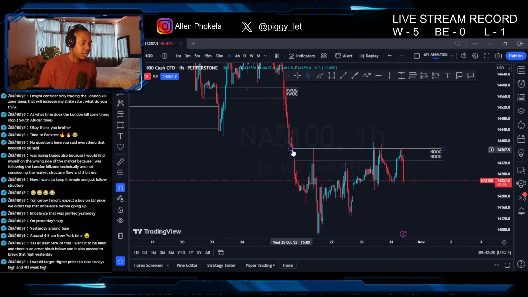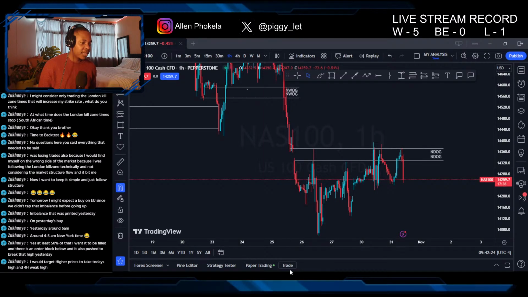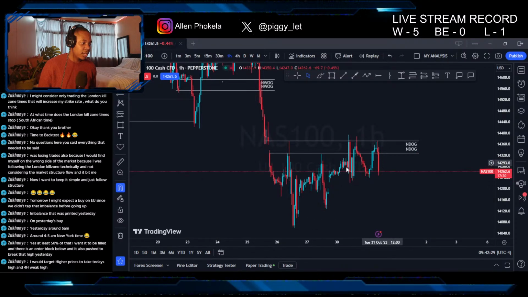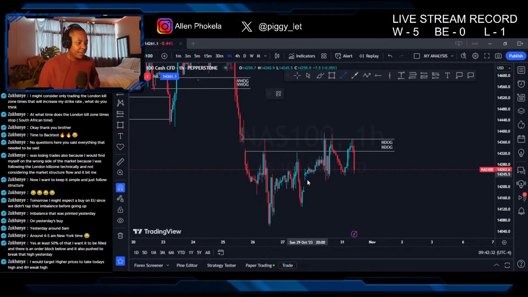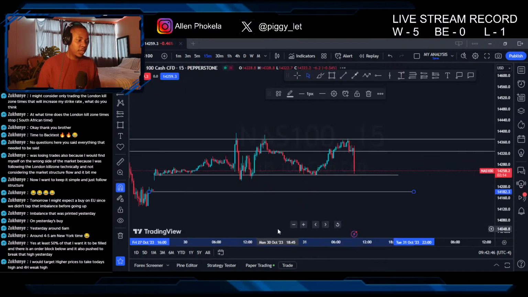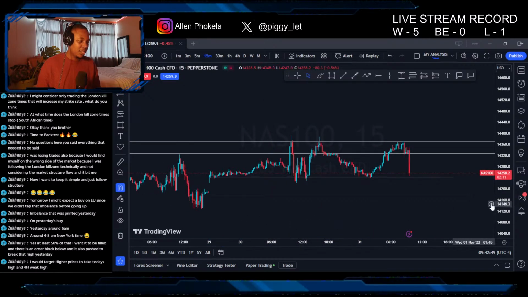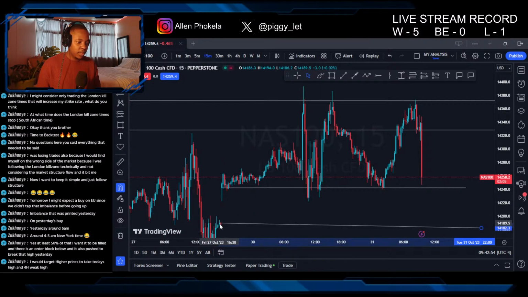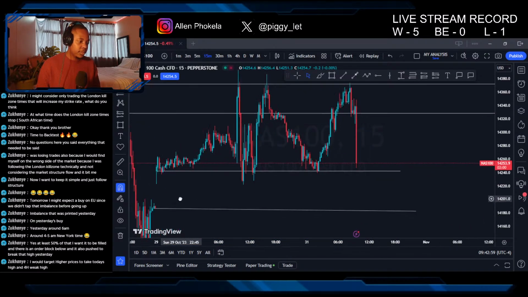Wait, this is Wednesday's new day opening gap, not last week's new week opening gap. And then now we have this new week opening gap right here. Let me go to 15 minutes. Where did we close? Right there. Same.